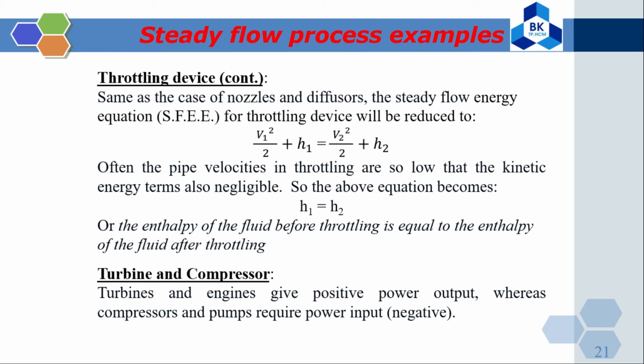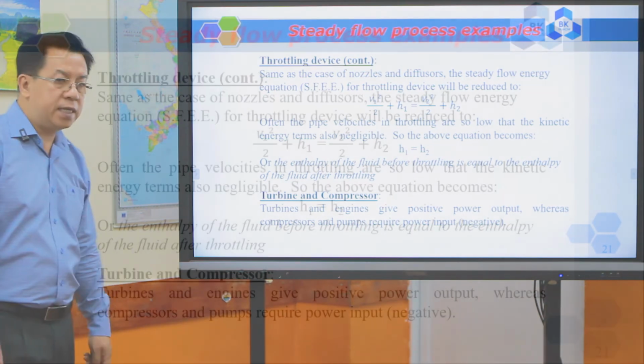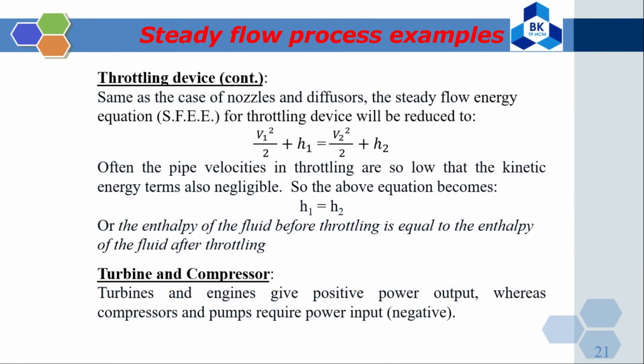And another example, the turbine and the compressor. The turbines and the engine give positive power output, whereas the compressor and the pumps require power input. That means it has a negative value. That is the difference between the turbines and the engine compared to the compressor and the pump.